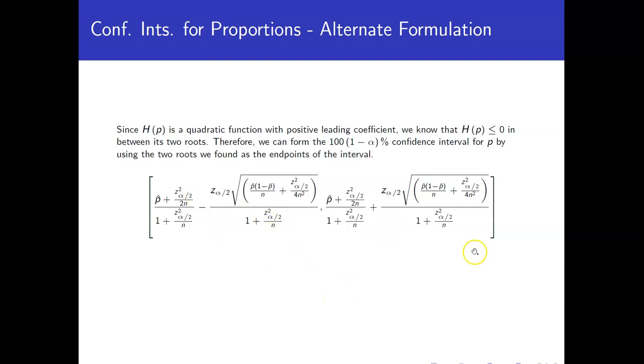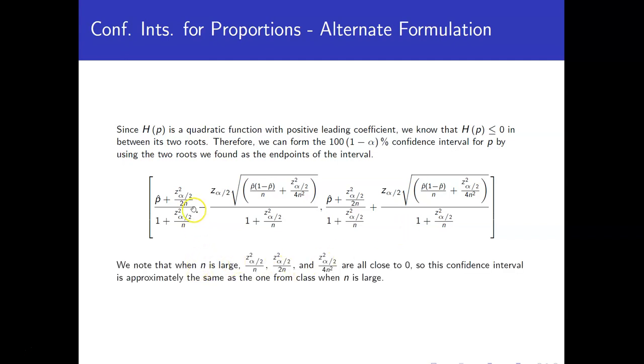Now, granted, this doesn't look very nice, okay, but it is a different way to get at the confidence interval for a population proportion. It's going to be slightly different than what we saw in class. However, one of the things that we notice is that all of these things that look like nasty fractions, the z squared alpha over 2 over n, and the same thing for over 2n, and the same thing for 4n squared, if n is big, which is what you would typically do if you're taking a sample to try to get, say, polling data, you're going to have large n. These will all be really close to 0.